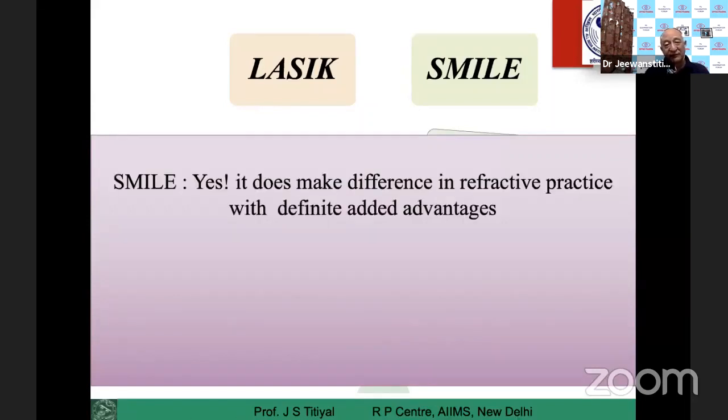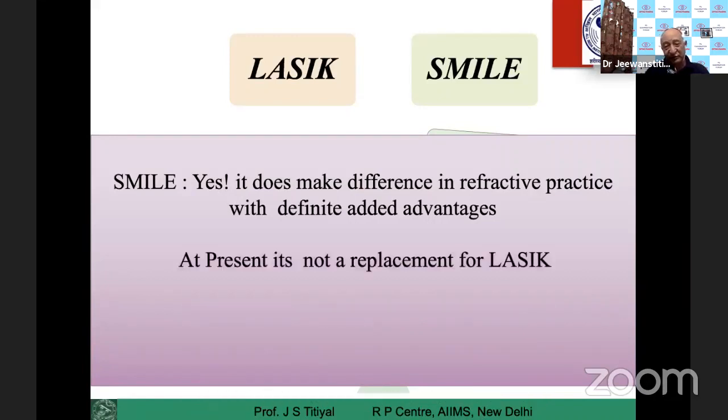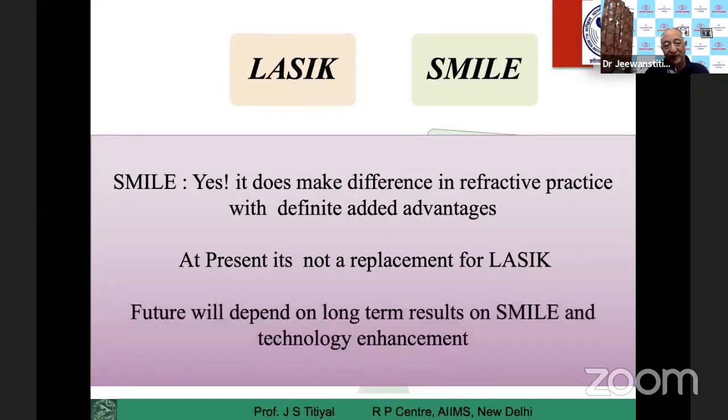So I would summarize that SMILE, which is a new procedure, does make a difference in the refractive practice where you're doing a laser-based procedure onto the cornea. At present, though, it is not a replacement for LASIK, because there are patients where LASIK may still be required. As I said, hyperopia, very high astigmatism, or patients who require contour vision treatment, LASIK is still the choice of surgery in those cases.